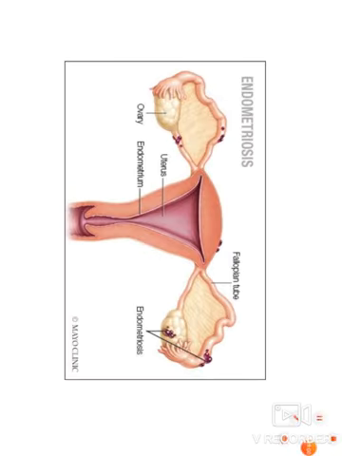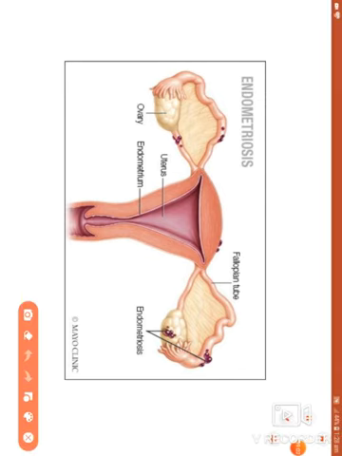Then here you can see this is the endometriosis. This is the uterine cavity. This is the mucosa that is called the endometrium. The mucosal lining is called the endometrium. It's made up of epithelium. Then the blood vessels will be there.